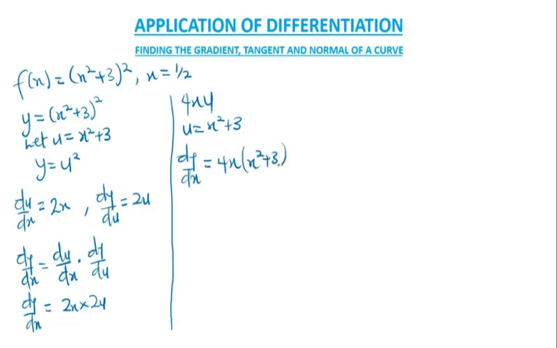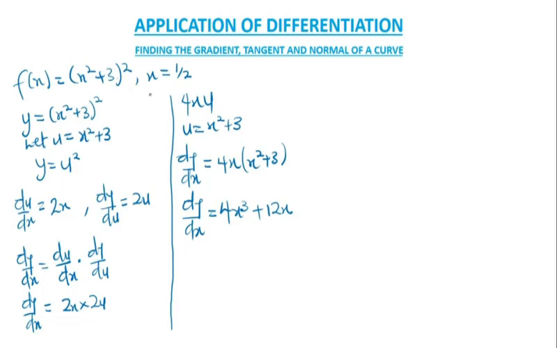So it means our dy dx is equal to 4x into bracket x squared plus 3. So from here we just simplify what we have in the bracket, and then we get the differentiation of this function. So if you multiply that, we get 4x cubed plus this will give us 12x. So this is what we get after we differentiate this function.